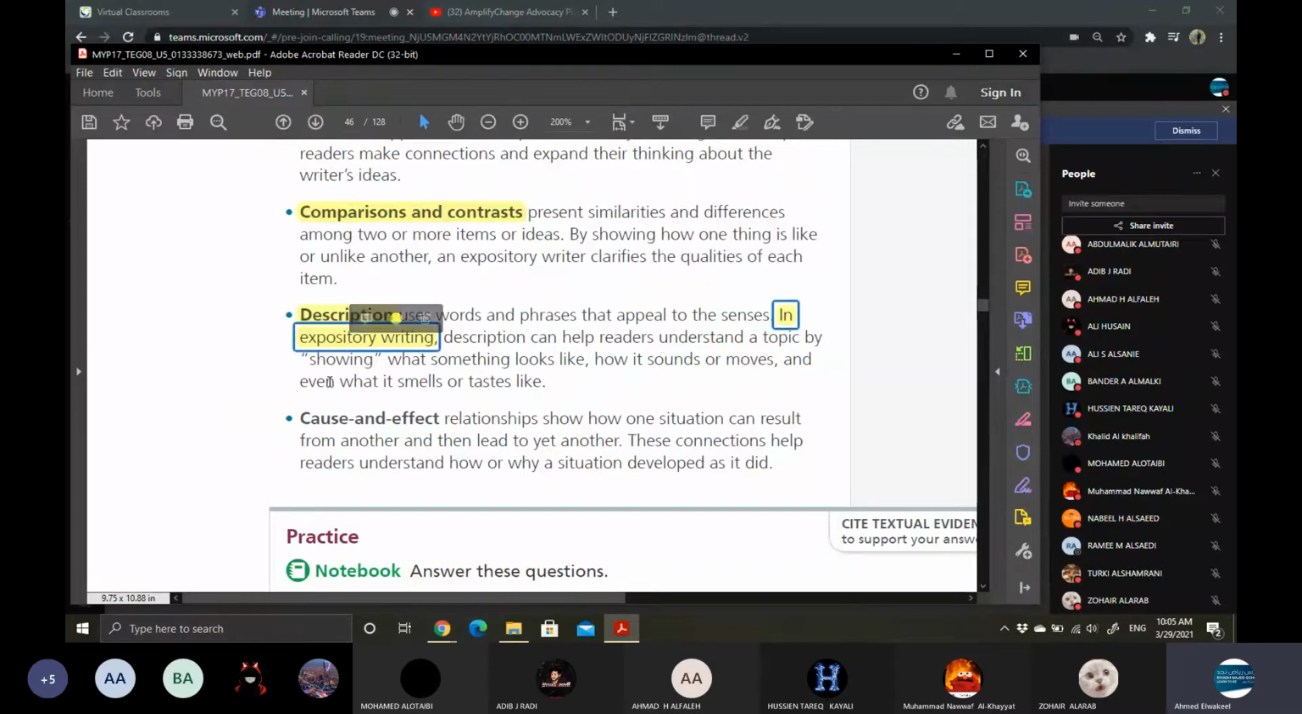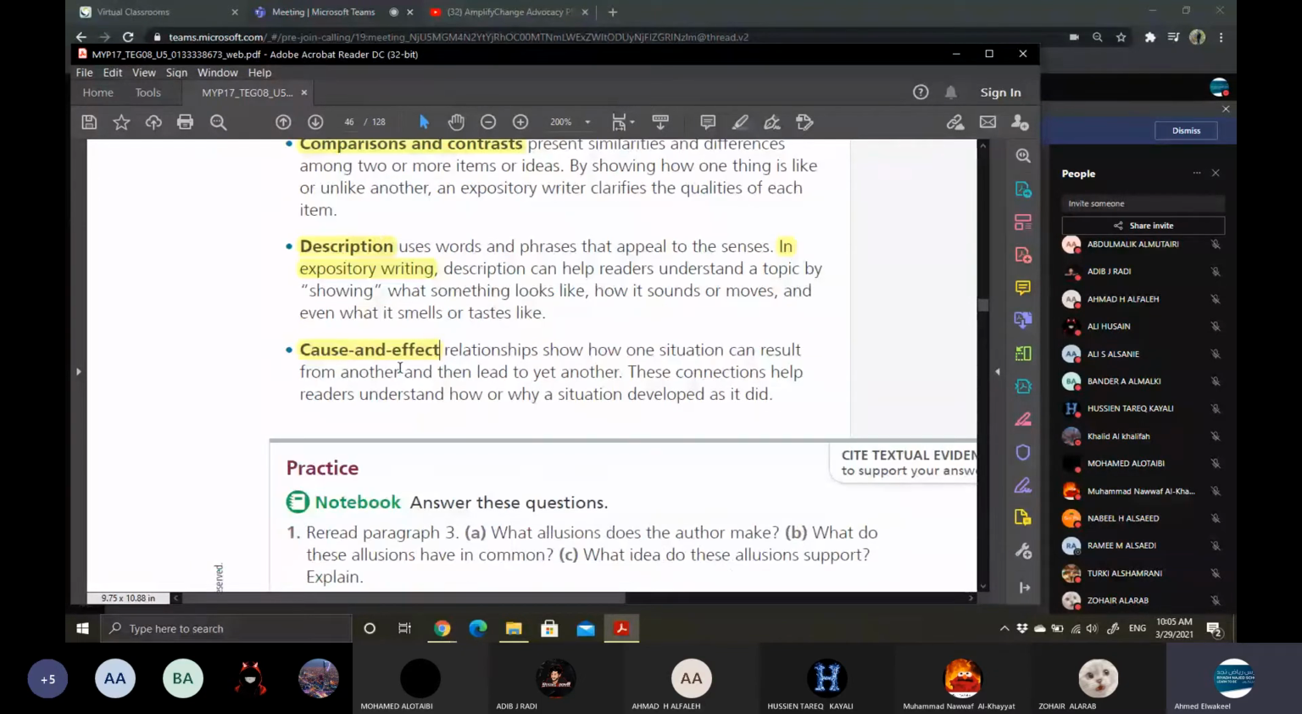So if I ask you in the exam to write an expository essay, you need to tell me what the thing you have looks like, how it sounds and moves, and even what it smells or tastes like. By showing all of that, you are presenting to me the ideas of your own writing and making your writing concise and connected. The last point that Neil deGrasse Tyson used in his expository essay was the cause and the effect.